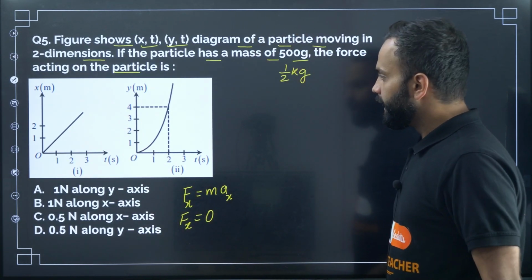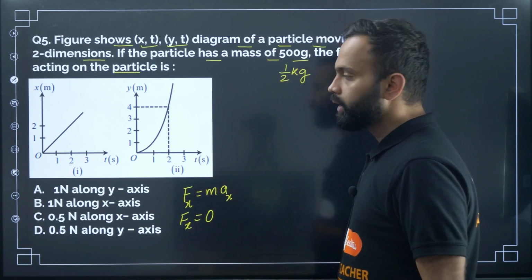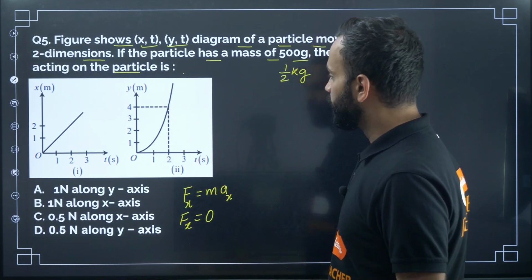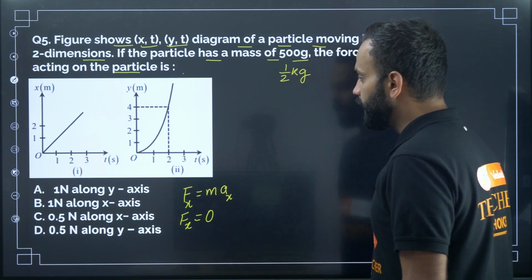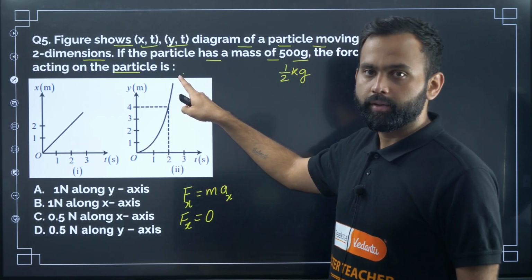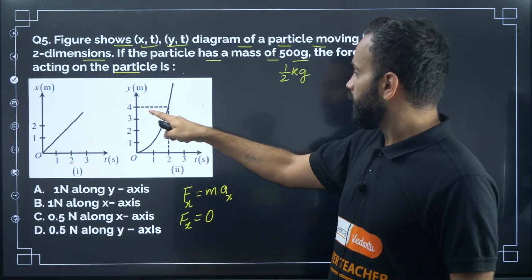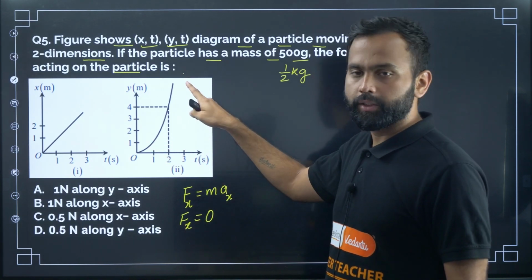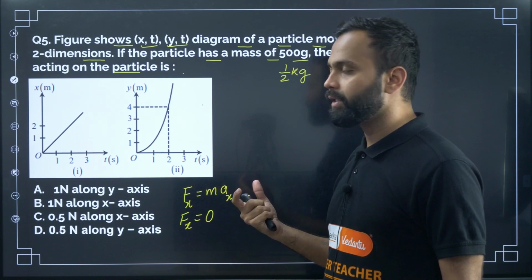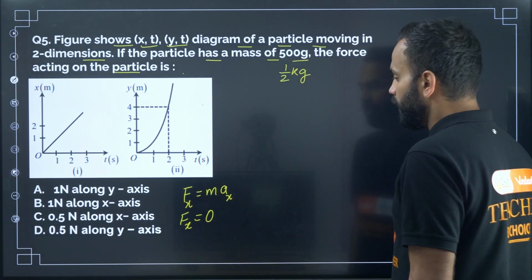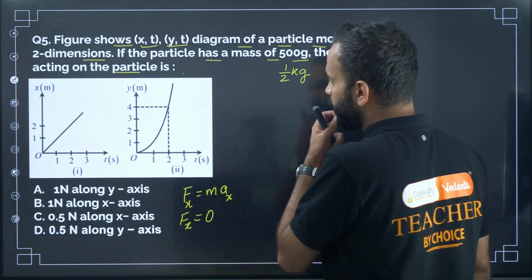So look at the y-t graph. Here the graph is parabolic, isn't it? So the velocity is not constant. What does that mean? The particle has acceleration. If velocity is not constant, then the particle is moving with some acceleration. So we need to find that acceleration.